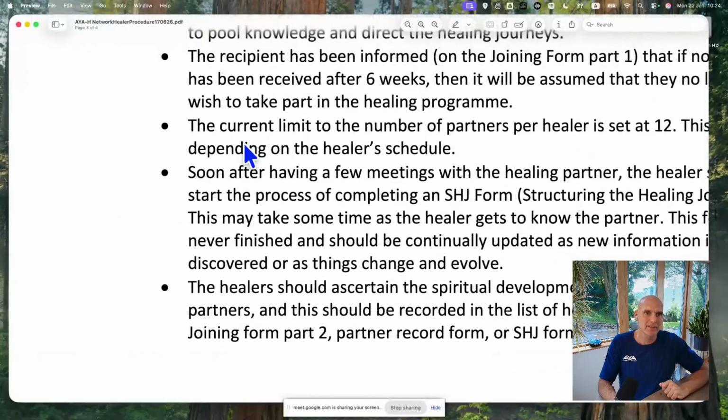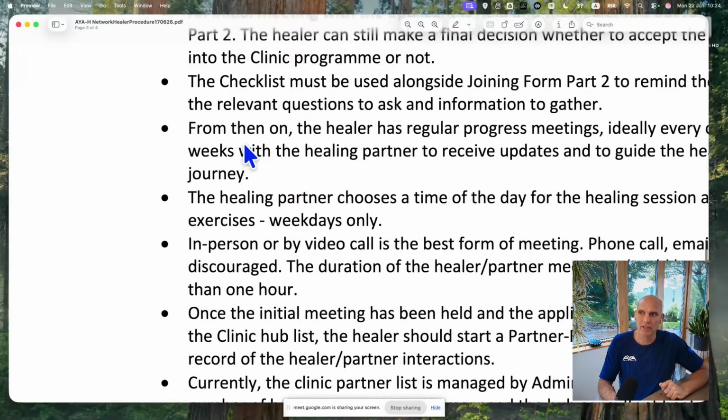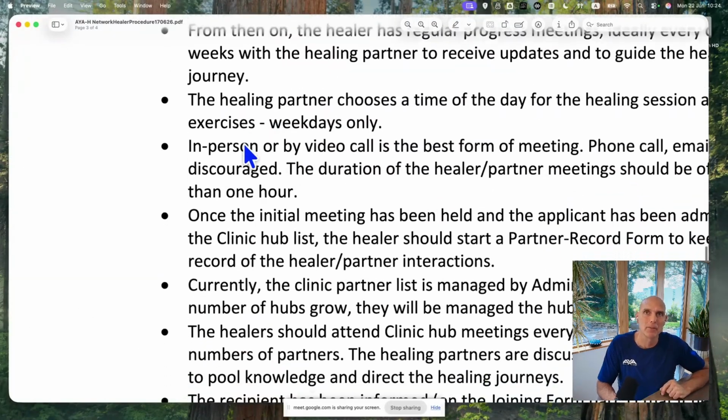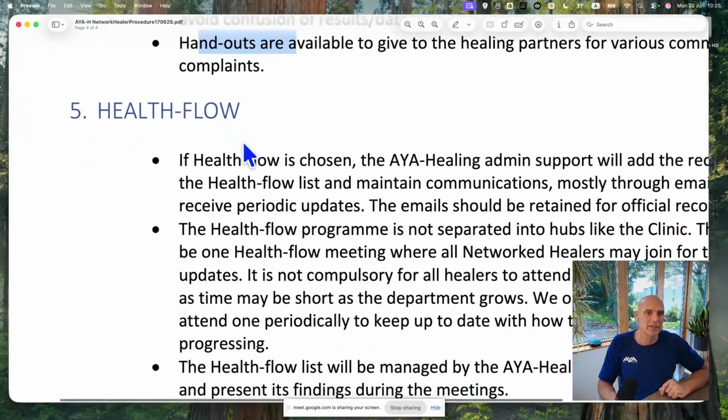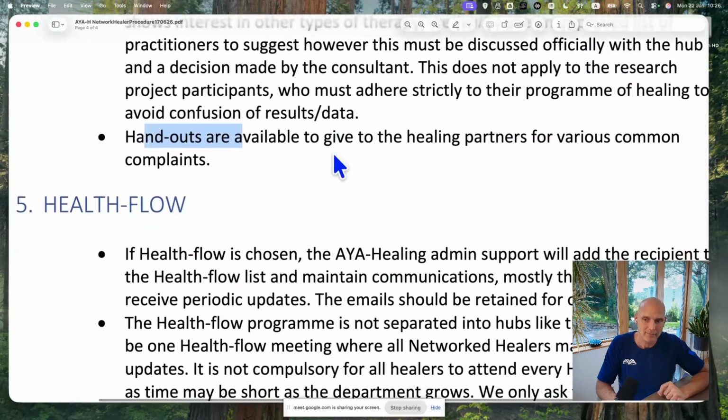All right, so that was clinic. That was a load of points if clinic is going to be used, and we're going to go through this process in a minute with our case study. But if health flow is chosen, let's go through these.